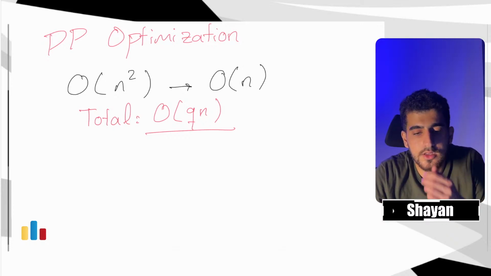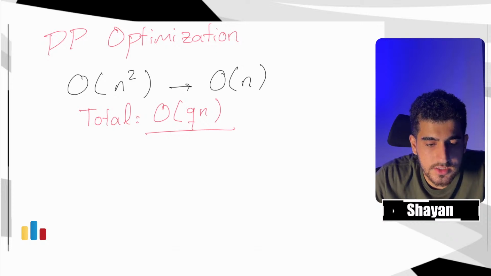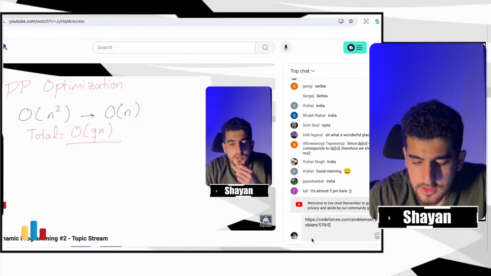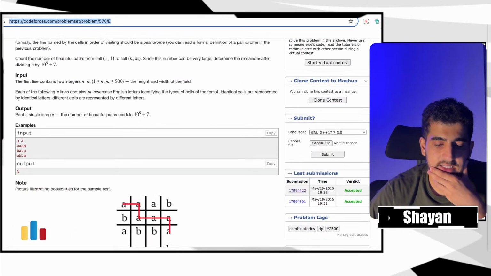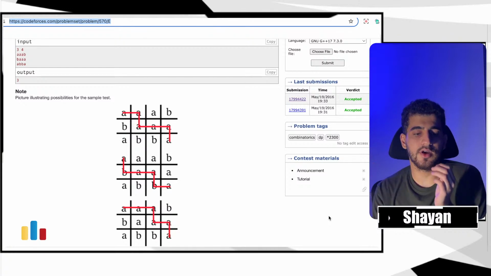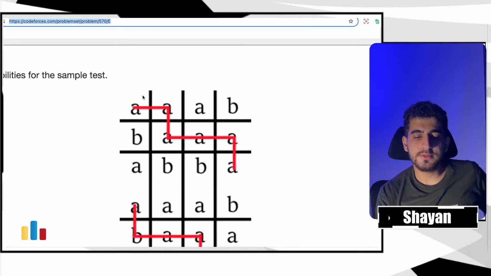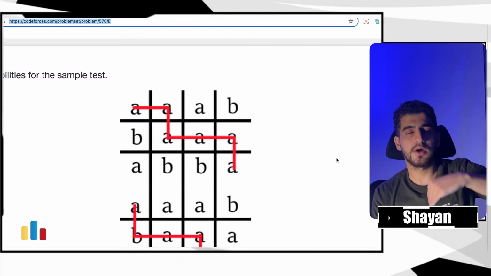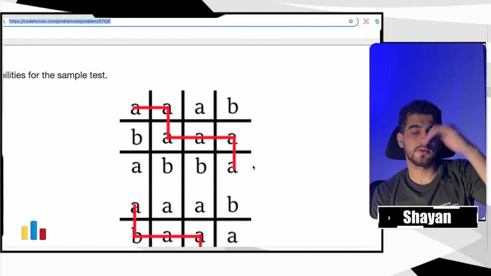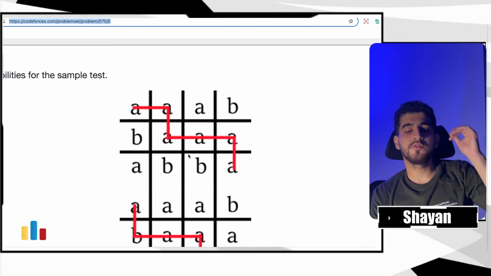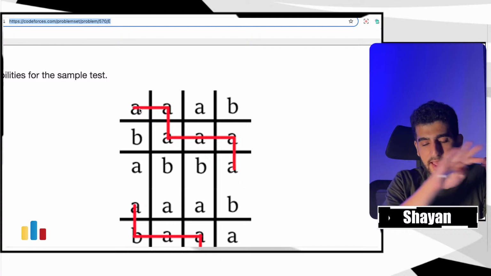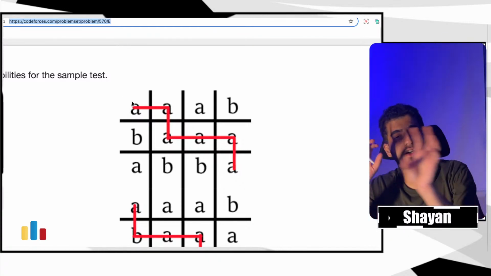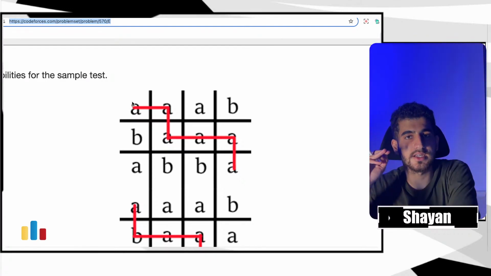The last problem for today is Pig and Palindromes. This problem, let me send you the link. Well, this problem says to assume that you have an n by m grid. You want to go from the top left corner to the bottom right corner. Each time you can move to the right or to the bottom. You can move rightward or downward, and you want to make sure that your path will make a palindrome string.